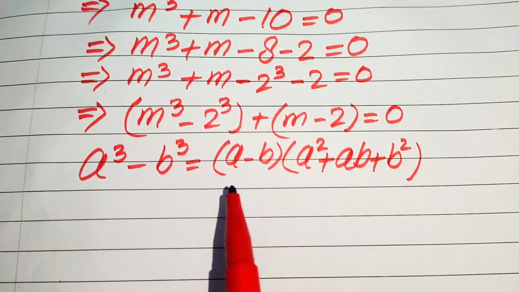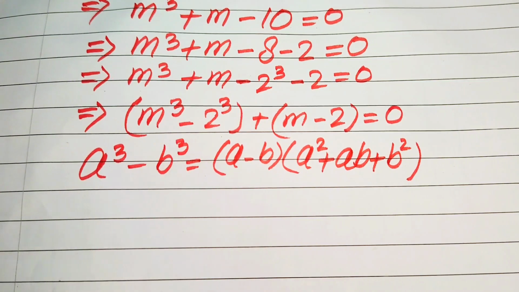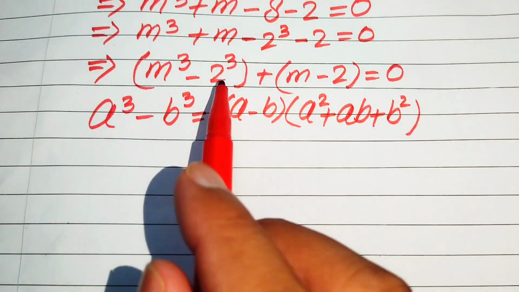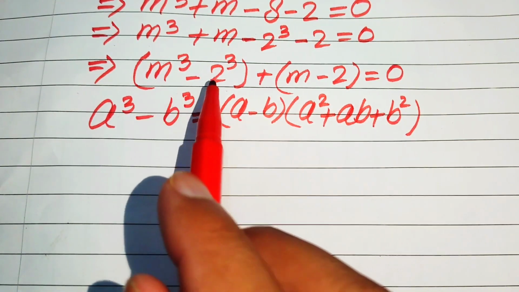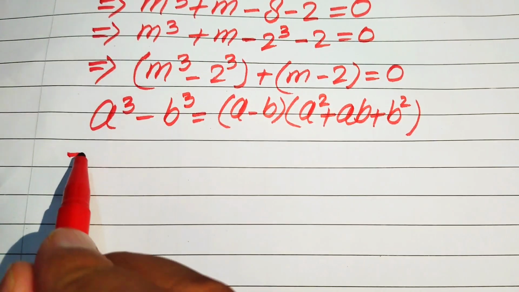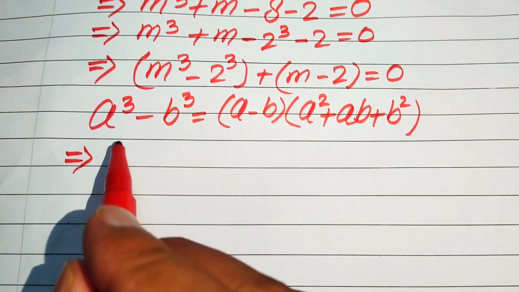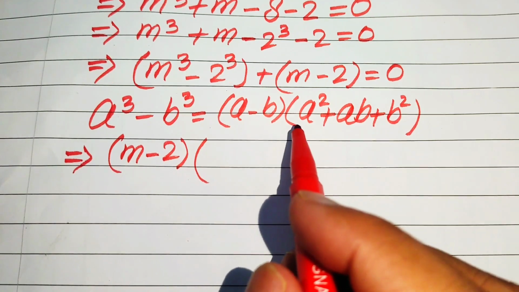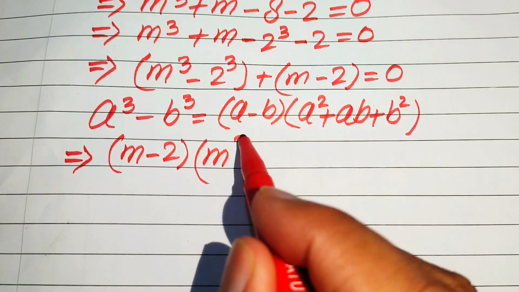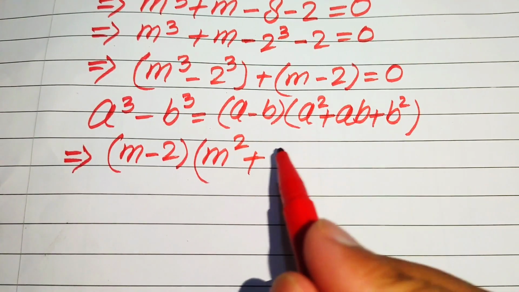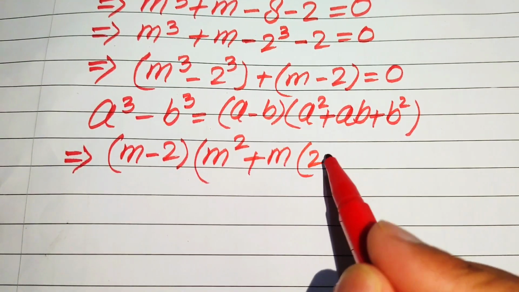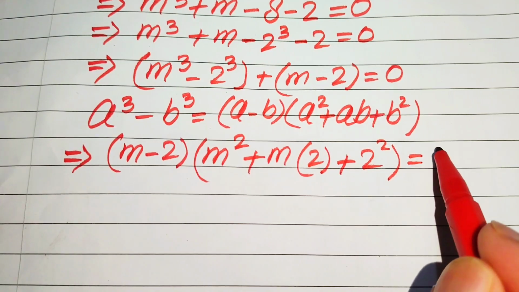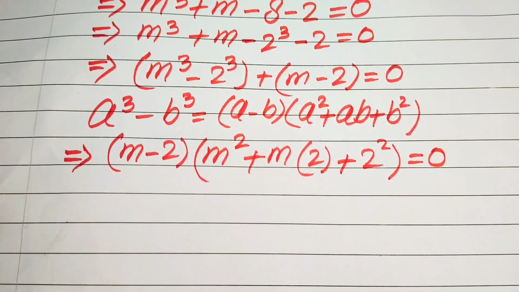Here we use this cubic formula for the first term of the above equation. You see that our a is m and our b is 2, so we put these two values of a and b in this formula, and after applying it the equation will be written as m minus 2 times, a square, so our a is m square, plus ab, our a is m and b is 2, and plus b square, so our b is 2 square, and this whole equation equals 0.